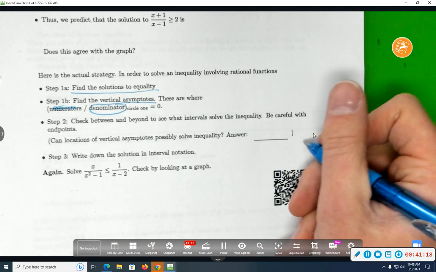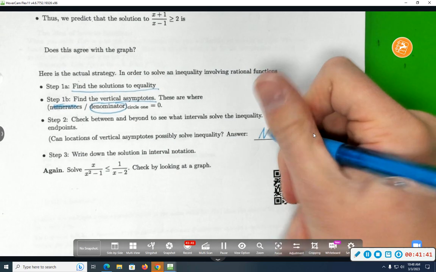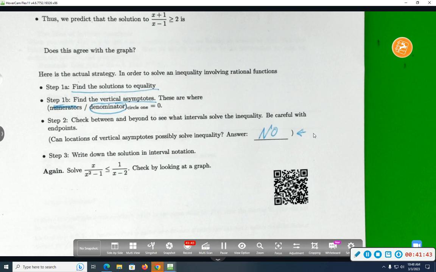And in particular, I'll make this comment. Will the location of a vertical asymptote ever solve an inequality? No. Why not? Can't divide by 0. Vertical asymptotes correspond to dividing by 0. You can't divide by 0. Vertical asymptotes won't even be in the domain. So, no matter what inequality you're solving, vertical asymptotes will never be included.